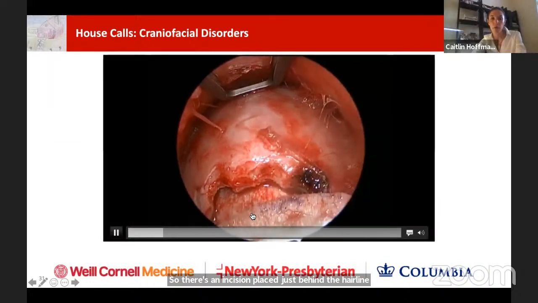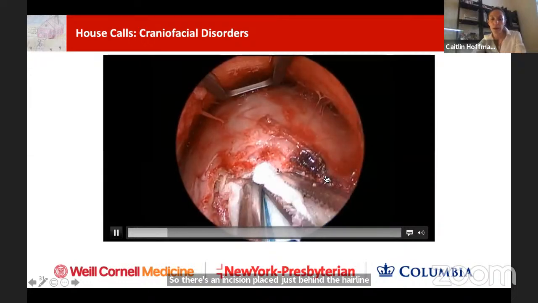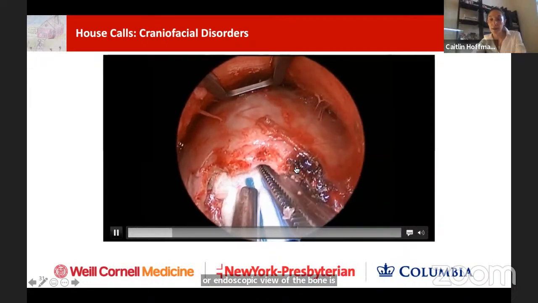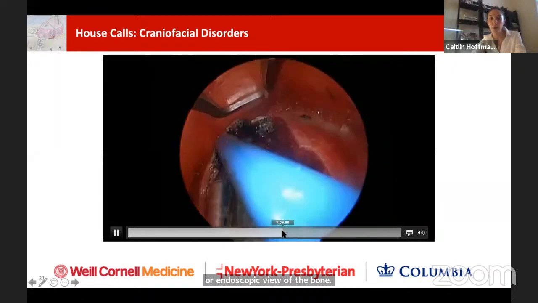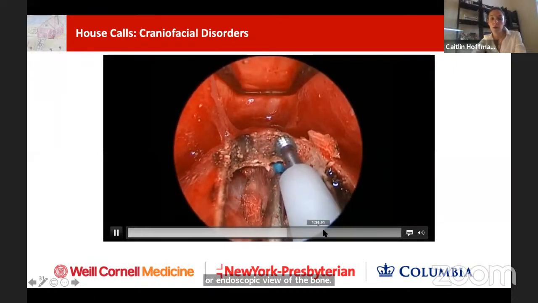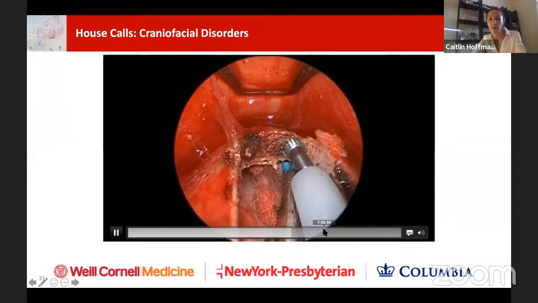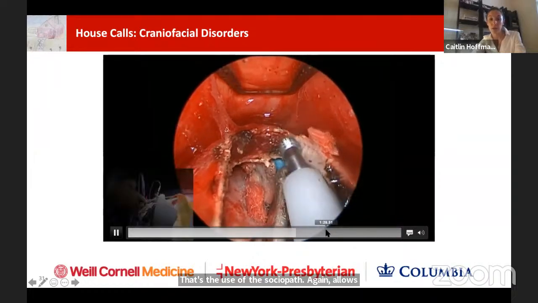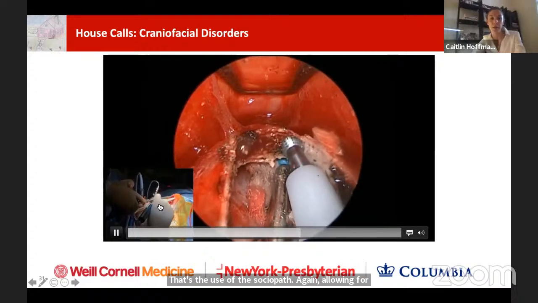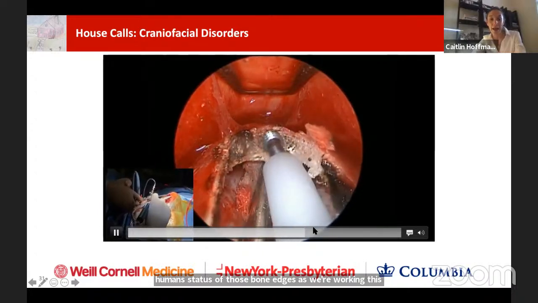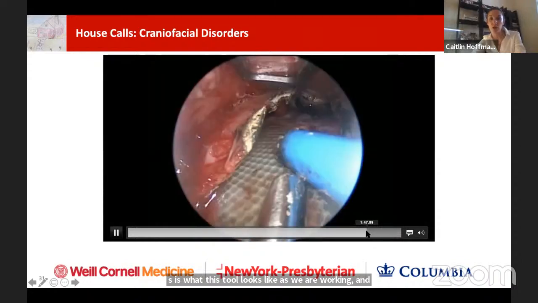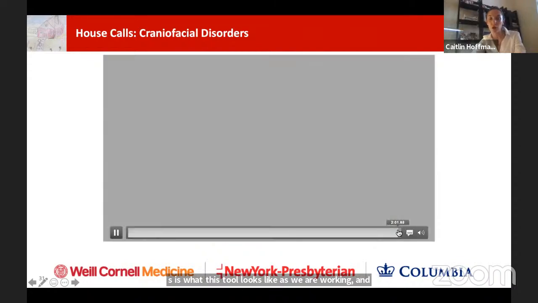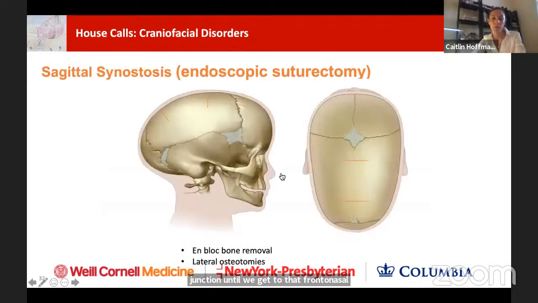Our endoscopic view of the bone is small and limited, and then it allows us to use that access point to remove that bone. That's the use of the sonopet, again, allowing for hemostasis of those bone edges as we're working. This is what this tool looks like as we are working, and that's carried all the way down to the frontonasal junction until we get to that frontonasal suture and complete it.